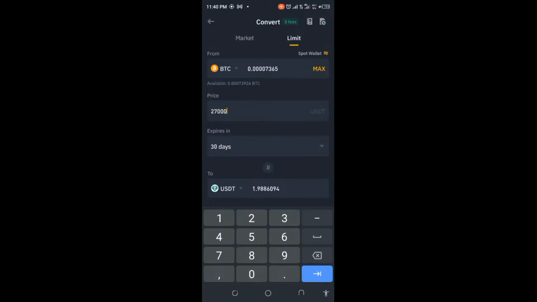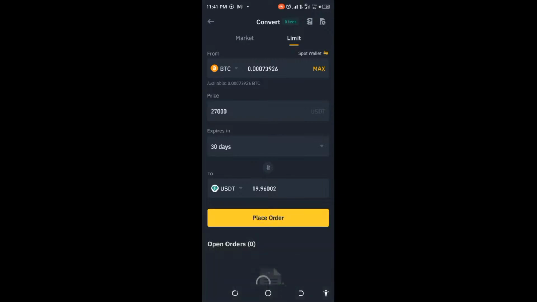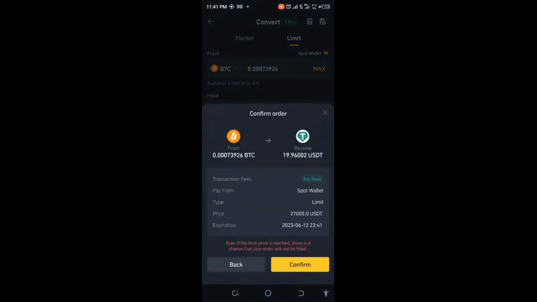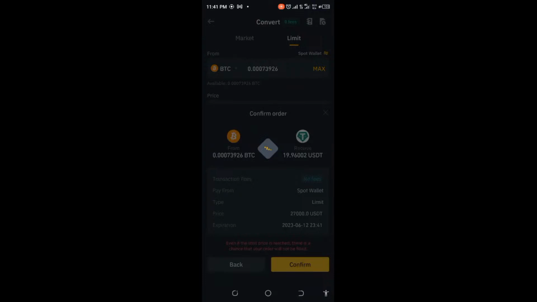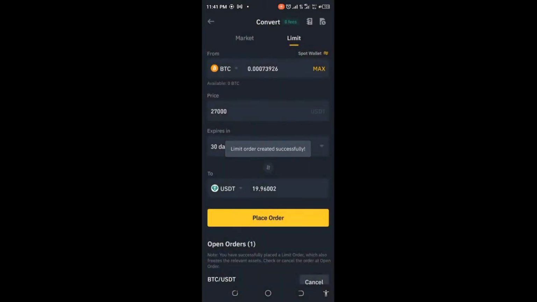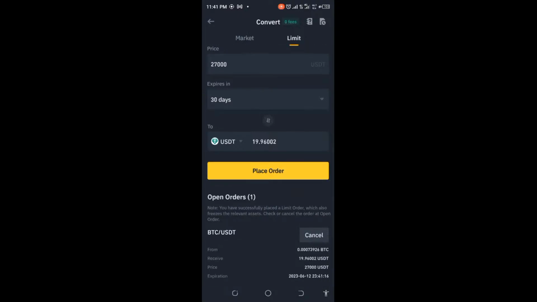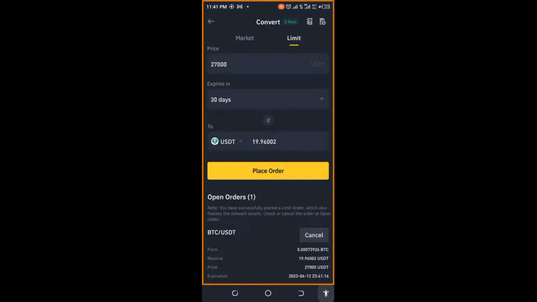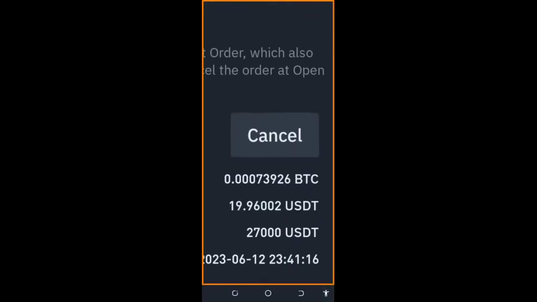Let's see. Okay, if I choose this, this is going to be extra 10 cents. I'm going to work with that. So let's go ahead and place the order at 27,000. Good. Let's go ahead and do that. So this is supposed to give us 19.96, which is like 10 cents more.